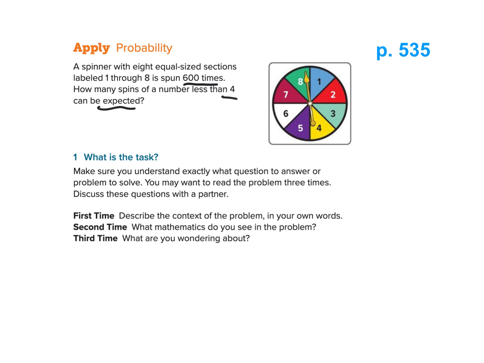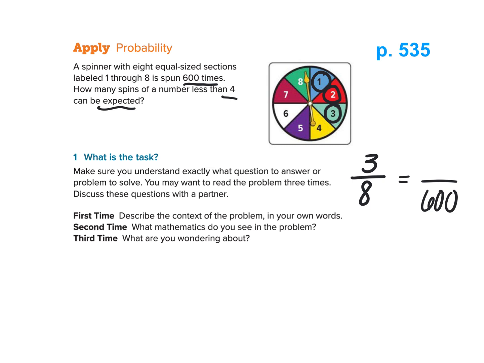Okay, so let's look at the numbers. Less than 4. Less than 4 would be 1, 2, and 3. There's 3 out of 8 total. That's the probability of getting a number less than 4. But I do this 600 times. So not 3 out of 8. I want to know how many out of 600.